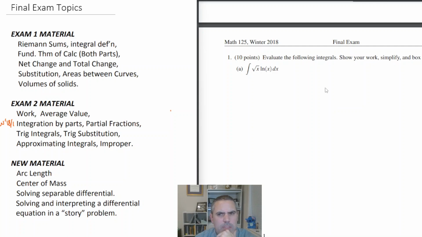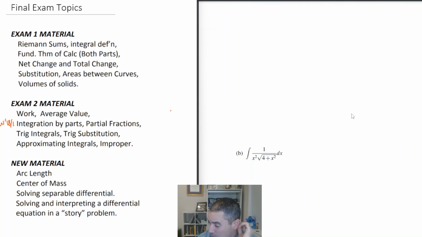So you might think about what that would be. The next one jumps out at me. I have a radical, I have an x squared under it. It's a trig substitution. Yes, we might be scared of trig substitution, but it doesn't mean we can't identify what we're going to do right away.